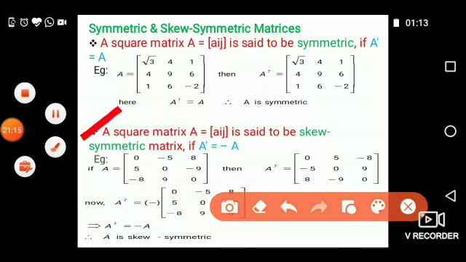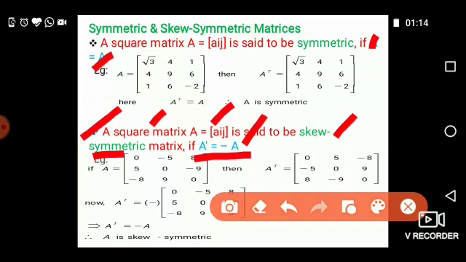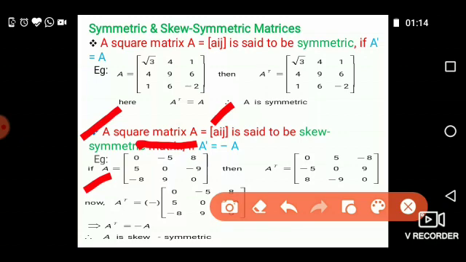Define a skew symmetric matrix. Once again, the matrix must be a square matrix. A square matrix A is said to be skew symmetric if A dash is equal to minus A. If A dash is equal to A, such a matrix is called symmetric. But if A dash is equal to minus A, such matrices are called skew symmetric matrices. For example, A has first row elements 0, minus 5, 8. Second row elements are 5, 0, minus 9. And third row elements are minus 8, 9, 0.